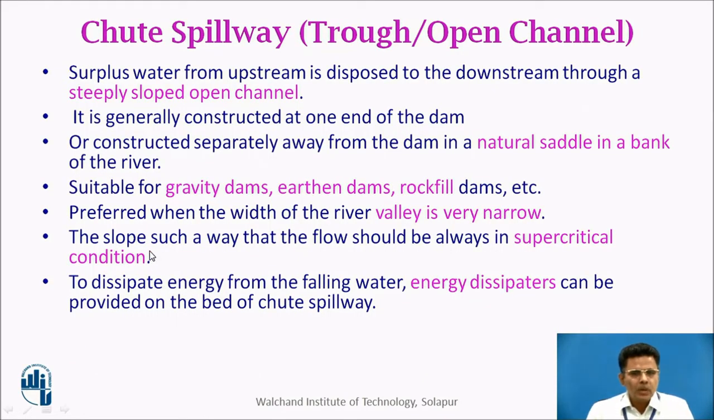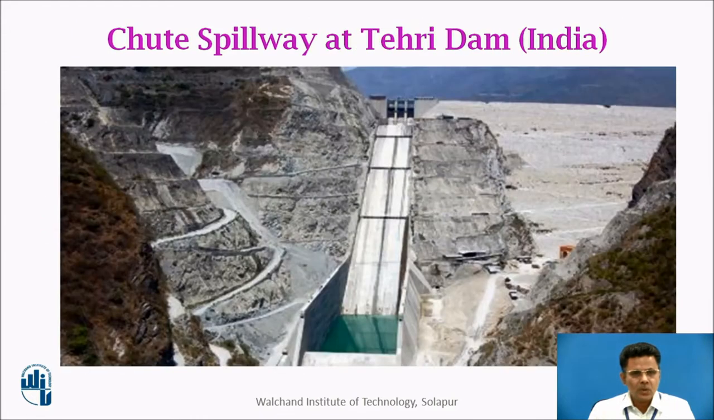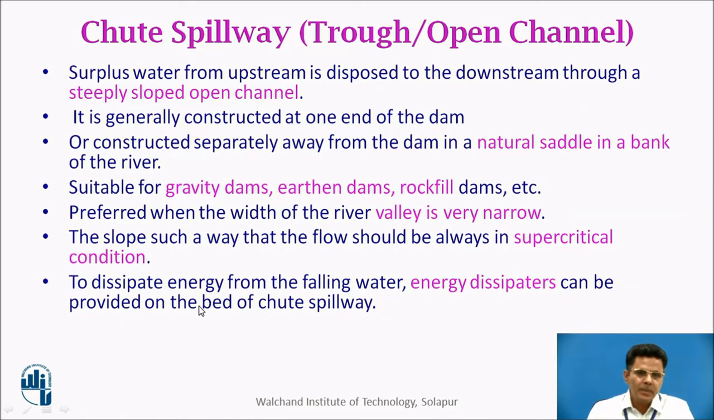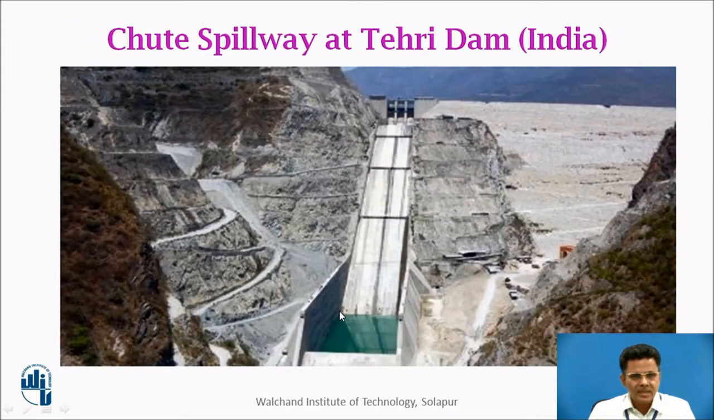The slope is such that the flow should always be in supercritical conditions. Of course, when the slope is steep and water flows, the conditions will be supercritical. To dissipate energy from the falling water, energy dissipators can be provided on the bed of the chute spillway. So, here energy dissipation arrangements are provided.